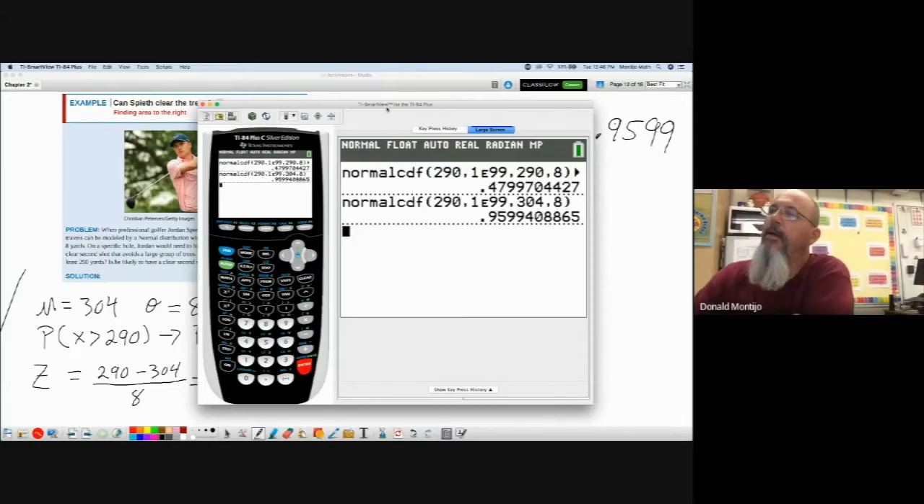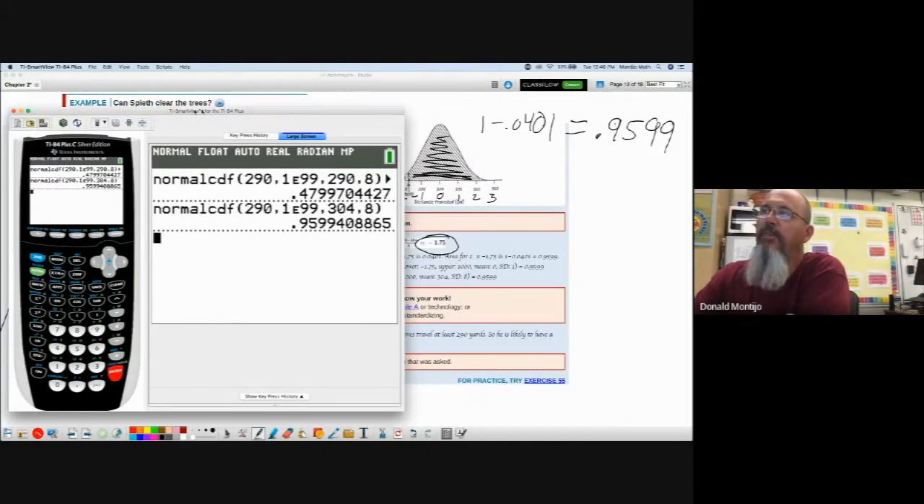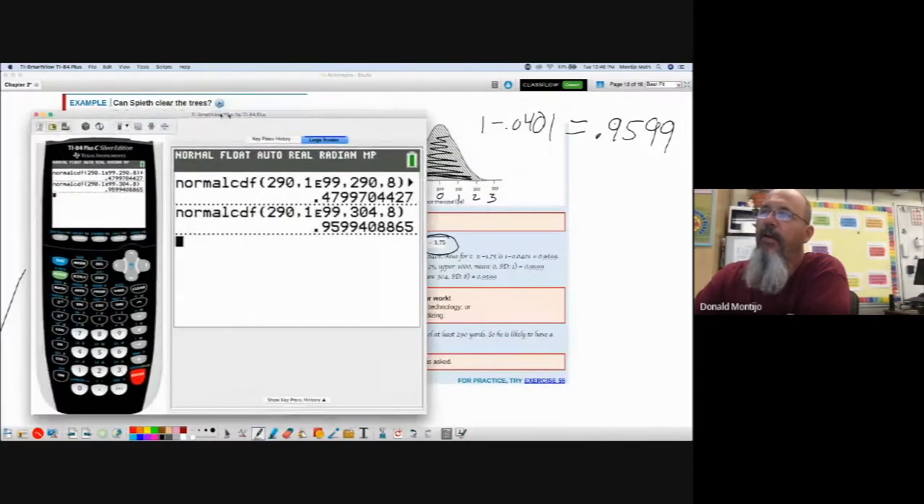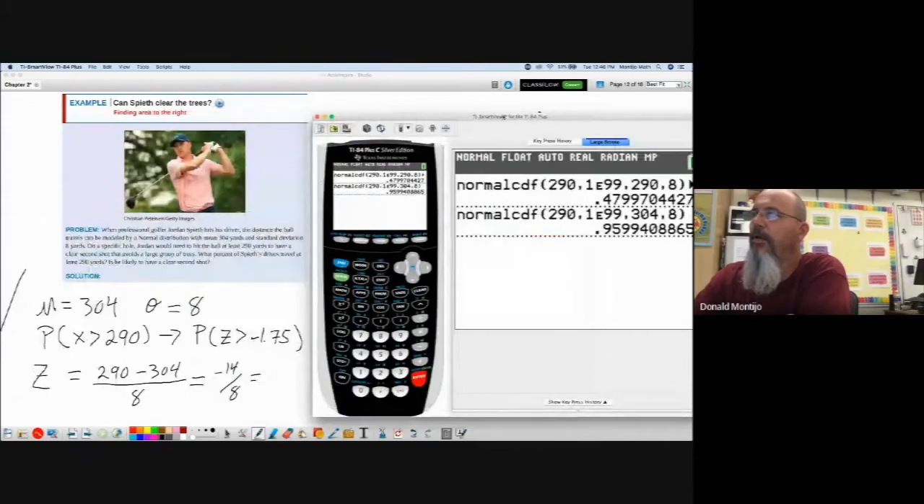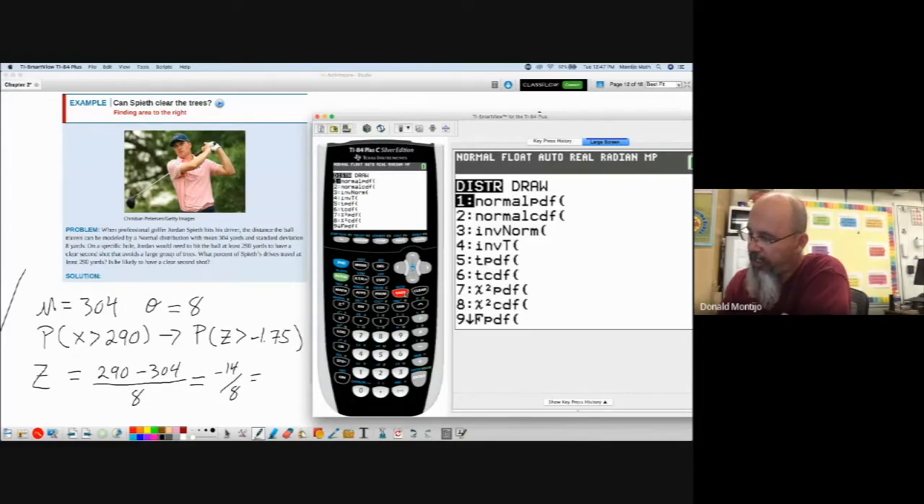But again, whether you use the calculator or you use table A and do the z-score calculations by hand, you must draw this picture. We must have the curve and the area shaded. Since we've already done the work for Z here, we can check to see that this really is the same thing. Normal CDF.